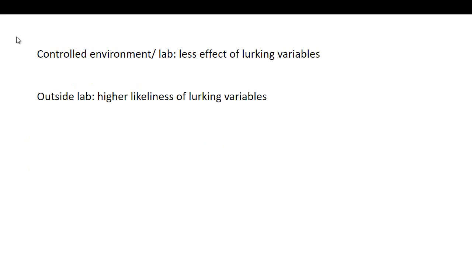Controlled environment or lab. If we are carrying out the experiment in a controlled environment, such as a lab, then we can expect less effect of lurking variables. But if we are doing the experiment outside a controlled environment, or in an uncontrolled site, then there is a higher likelihood of lurking variables.